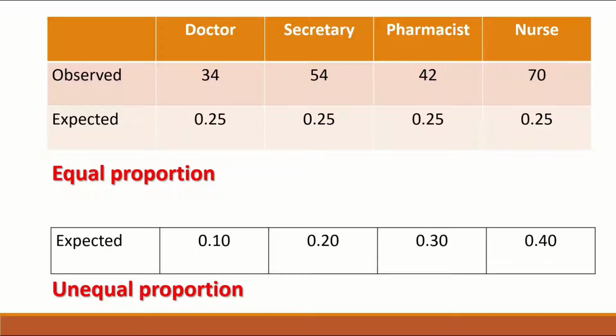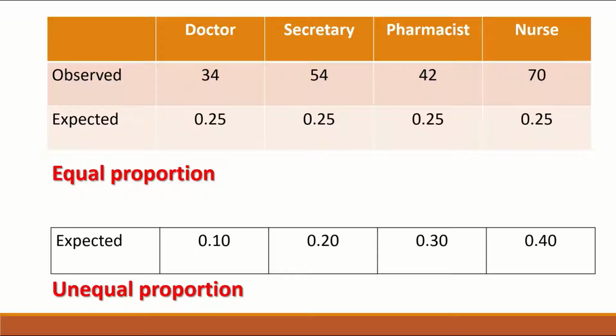Here in this slide, a categorical variable for professions in a hospital has 4 categories in it: doctor, secretary, pharmacist, and nurses. The number of cases within each level is gathered and reported, and it was found that the observed frequencies for doctors are 34, for secretary 54, for pharmacists 42, and for nurses 70. It is hypothesized that the expected frequencies will be of equal proportion, i.e. there is equal percentage of frequencies in each level.